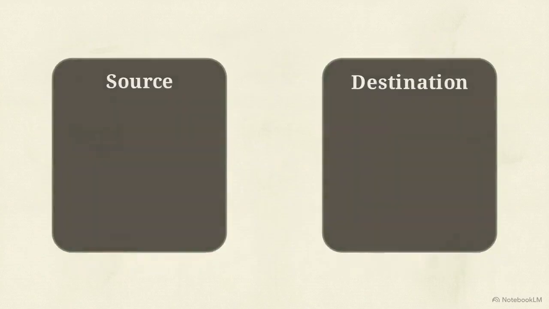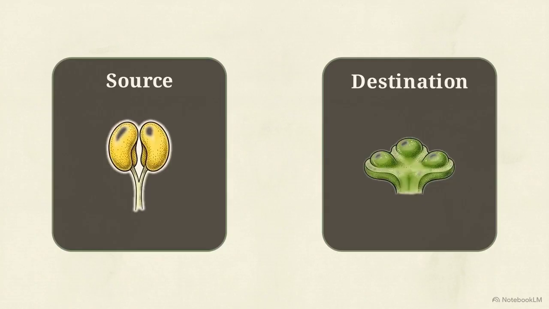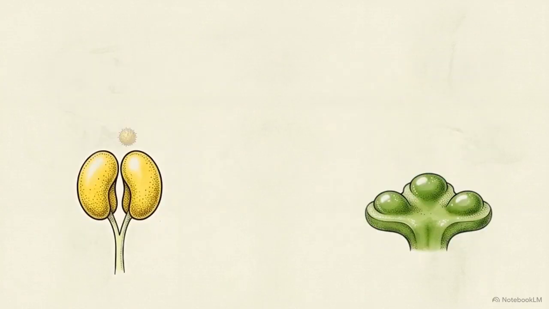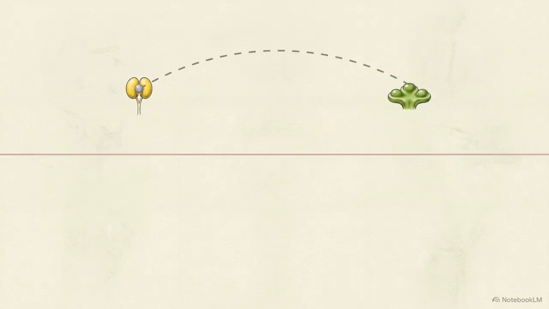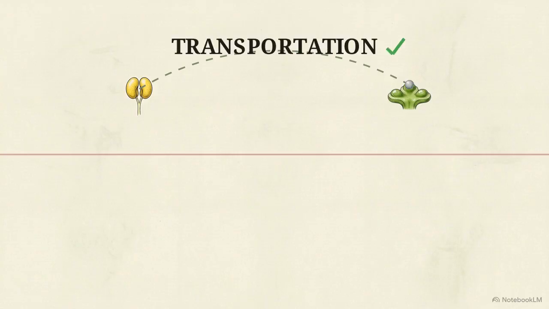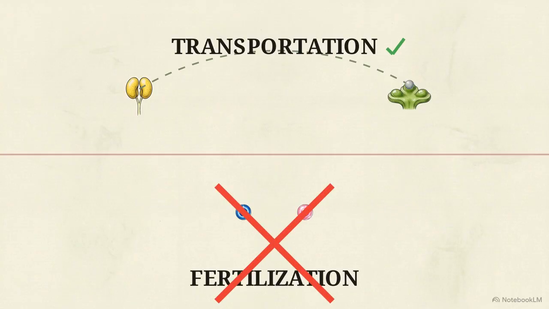A flower is a biological machine structured around one concrete objective, ensuring that male genetic material successfully reaches the female receptor. The process of getting that genetic material from the anther to the stigma is called pollination. It is crucial to note that pollination is purely a transportation phase. It is not fertilization. It is simply the physical logistics of moving pollen from point A to point B.